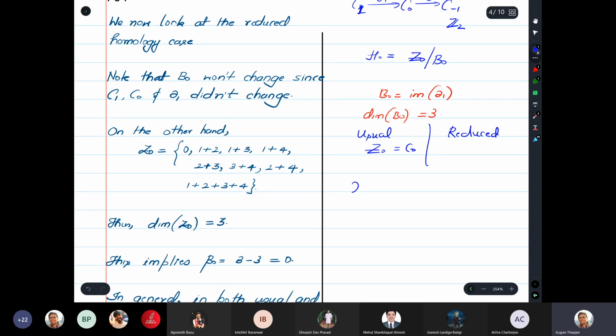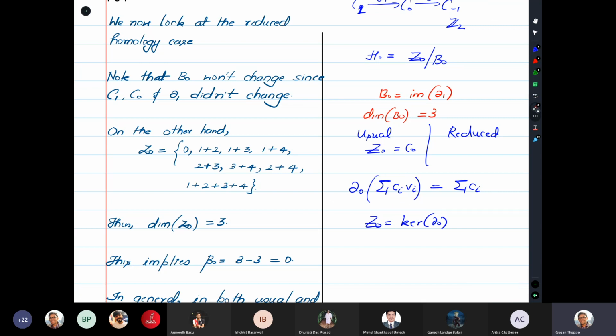So in the reduced case, recall how we define the daba 0 operator. If you have summation Ci Vi, this is equal to summation Ci. So this is how the daba 0 operator's definition is changed. Now we have to look at all possible zero chains and ask which of those would get mapped to 0, because that is the kernel of daba 0. So recall Z0 is the kernel of daba 0. We are basically interested in knowing all those zero chains which would get mapped to 0.